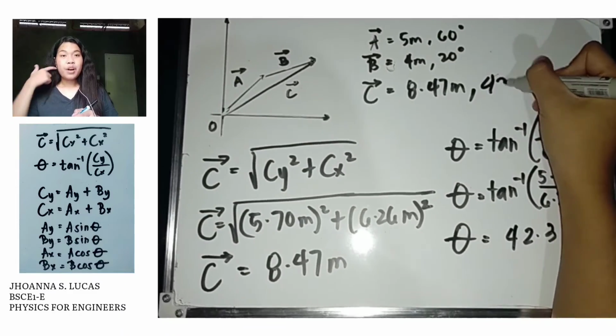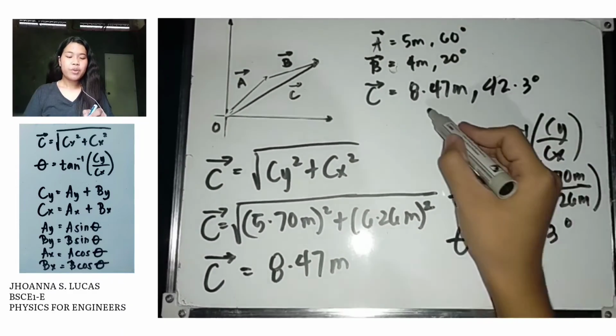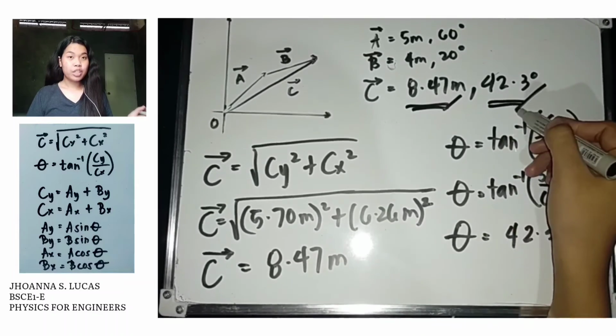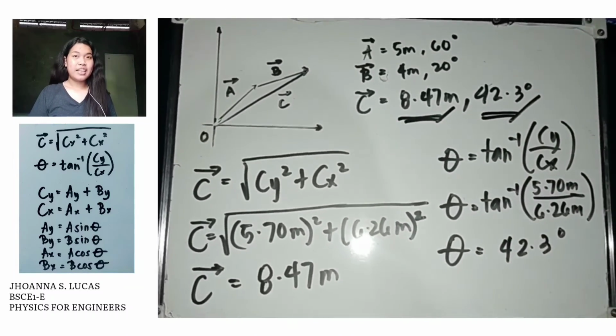So our vector sum, or our vector C, is 8.47 meters, and the angle is 42.3 degrees. This method is more accurate than the graphical method. That's why I use this to show you how we can solve or find the vector sum and its angle. This is the method that uses components of vector.